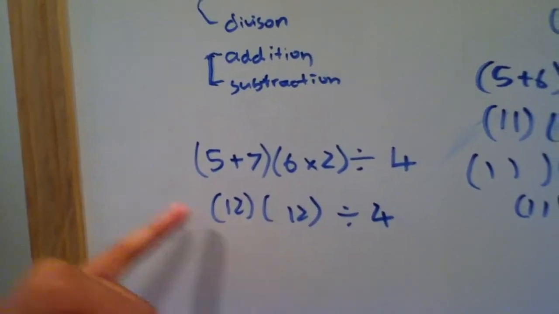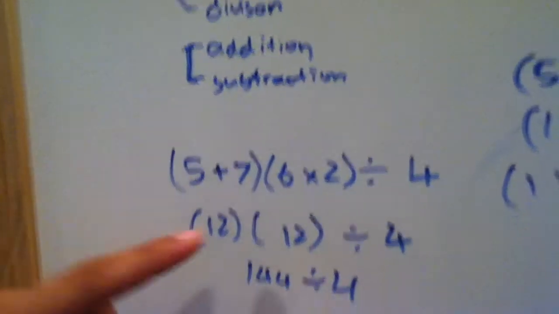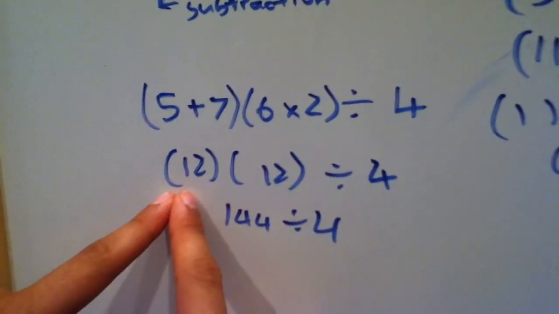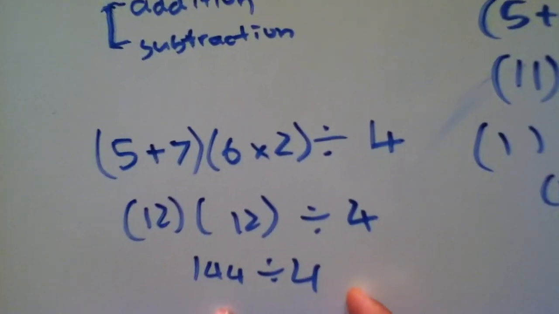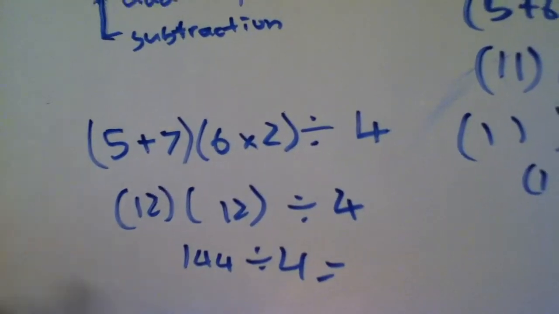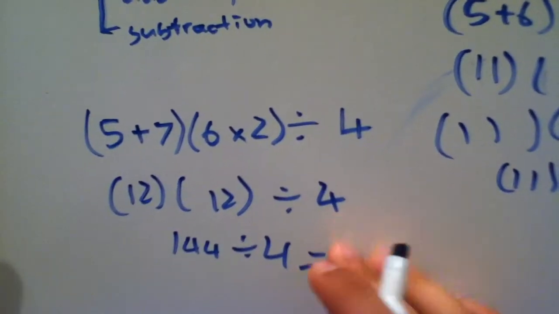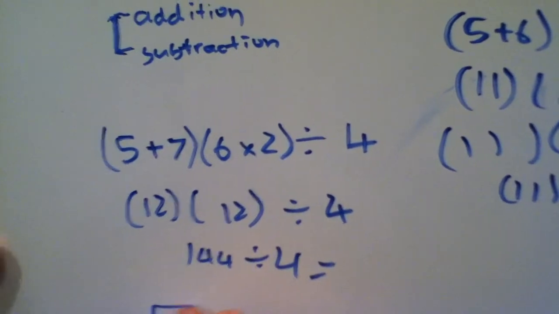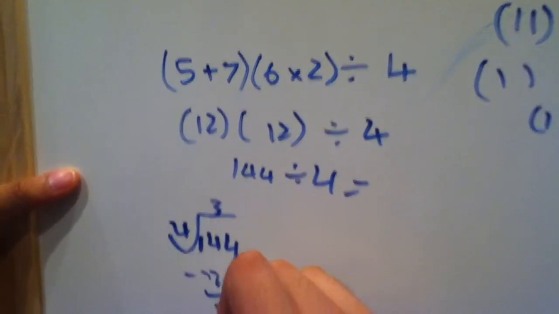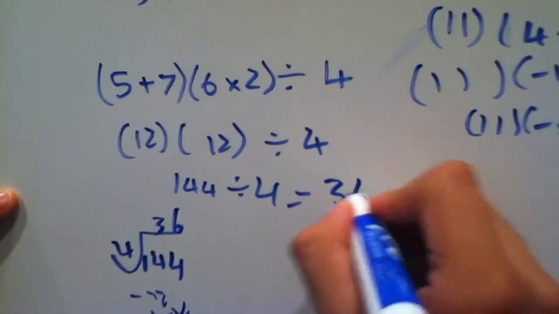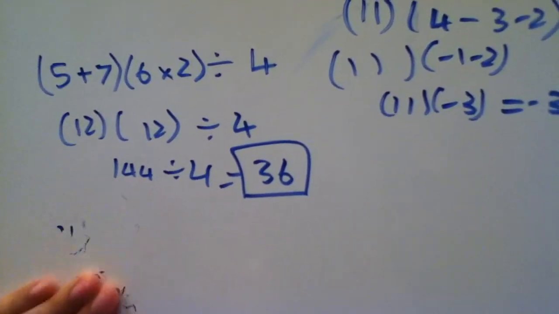And then, if you do this out again, you get 144 divided by 4, because now this is just 12 times 12. So now you just have to read from left to right, multiplication and division, whichever one comes first, and then it's just 144 divided by 4, which is, let's see, 36. I should have known that, but there it is. And so that's another example.